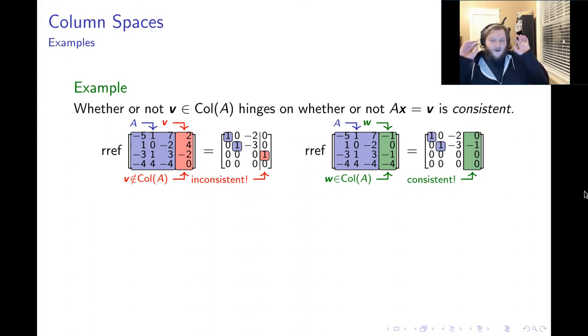So again, to test whether or not a vector is in the column space, augment your matrix with that vector and check whether or not that system is consistent or not.